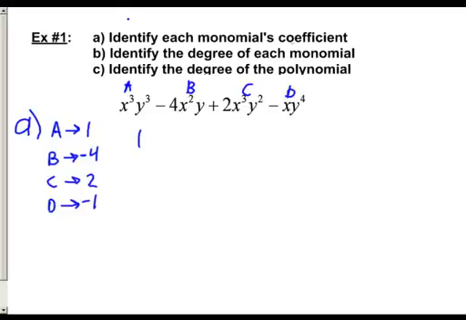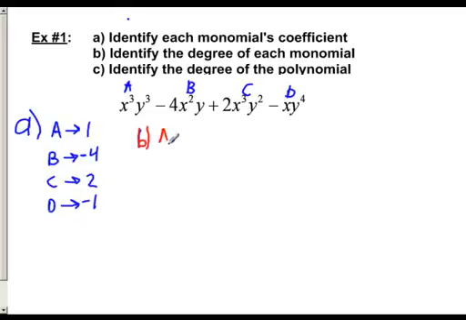Let's change up color, shall we? For part B, it says identify the degree of each monomial. Remember, the degree of each monomial is the sum of all of the variables' degrees within the monomial. Basically, you're adding all of the exponents of the variables together.